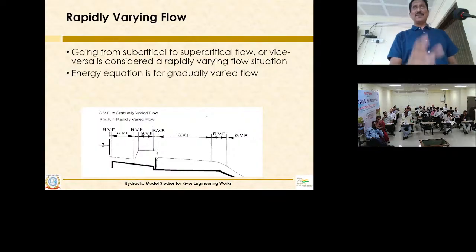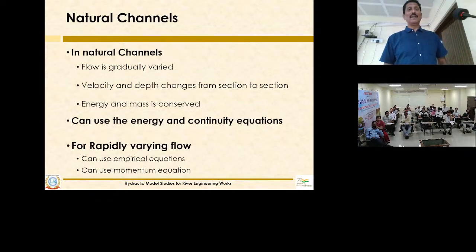So these are the same figure. It represents gradually varied and rapidly varied flow. In natural channels, flow is generally gradually varied. Velocity and depth change from section to section. That's why we use HEC-RAS or any other numerical model.